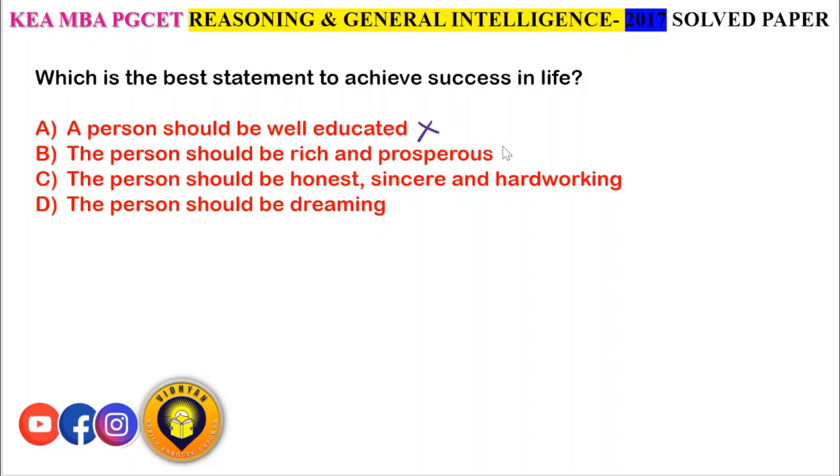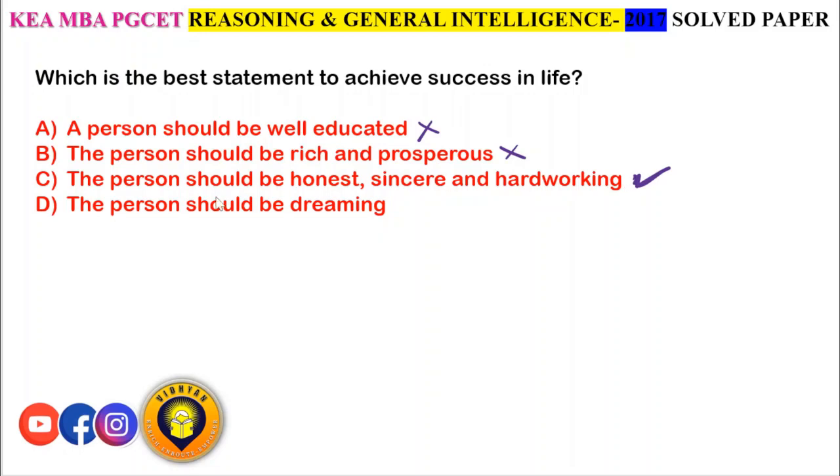The person should be rich and prosperous. No, this is absolutely false. The person should be honest, sincere and hardworking. Yes, this is most important. Whoever the person is, whether well educated, moderate or normal, if he is honest, sincere and hardworking, then surely he or she will become successful in life, because consistency is important. Being honest, sincere and hardworking is most important in any field. If we include this in our life, then surely we will be successful.